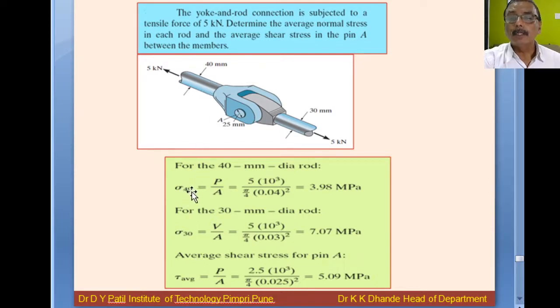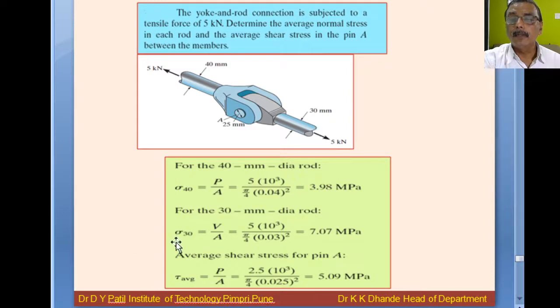So the stress in the 40 mm diameter rod, again basic equation, load upon cross sectional area. Load is given 5 into 10 raised to power 3. Cross sectional area pi by 4 into d square, means 40 mm square, 3.98 megapascal. We have done that equation. Otherwise you may say directly Newton per mm square also. Similar way for 30 mm diameter.